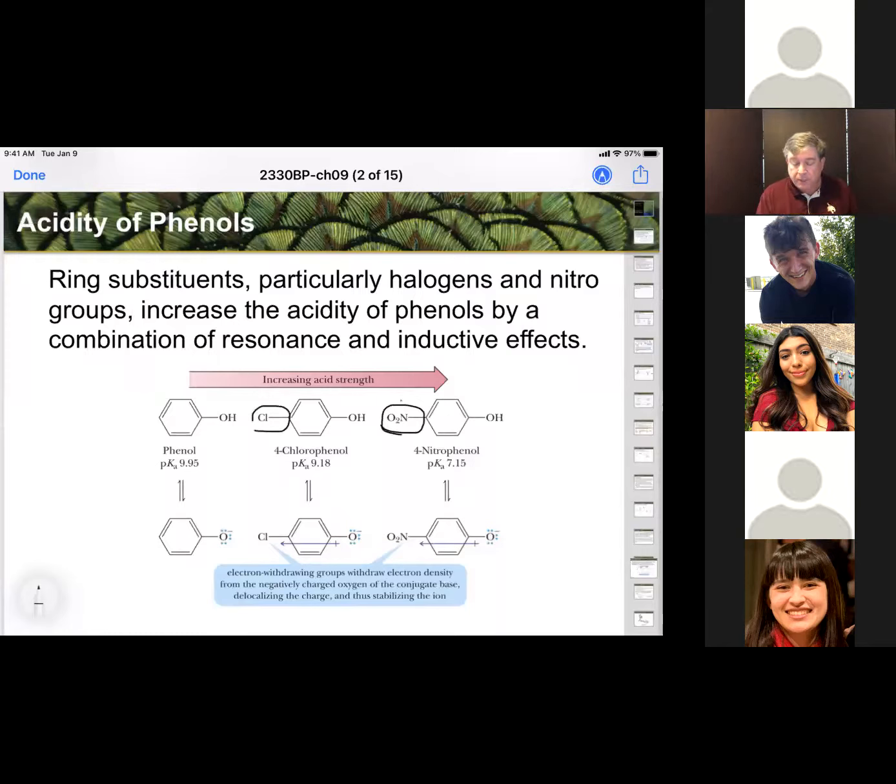Because we have a positive charge on the nitrogen here, when we move the negative charge to here, it is stabilized. We have a positive next to a negative; they're balancing each other out. That makes it more acidic. So the introduction of electron withdrawing groups, either by resonance or inductive effects, will give a more stable anion, which gives us a stronger acid. Questions on that?